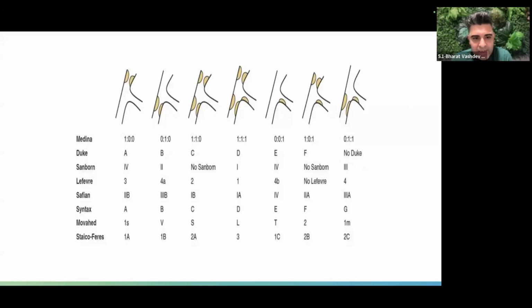There are some other classifications that are not so commonly used, but some of you may have heard of them, the Dew classification, the SYNTAX classification. But like I said, the most common one is the Medina classification.